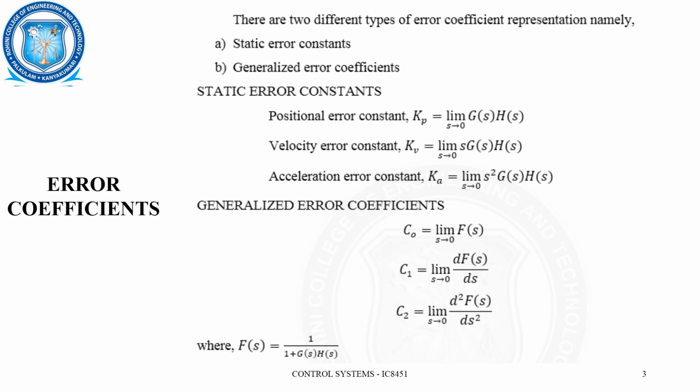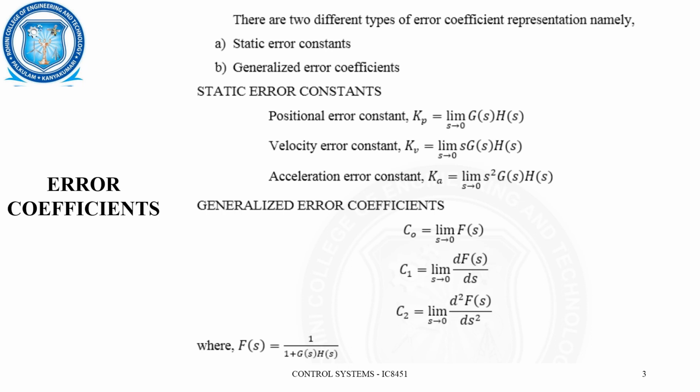Kp is the positional error constant whose equation is limit s tends to 0 G of s into H of s. While the velocity error constant Kv is limit s tends to 0 s into G of s H of s, and the acceleration error constant Ka is equal to limit s tends to 0 s square into G of s H of s. While considering the static error constants, generalized error coefficients are much more different.